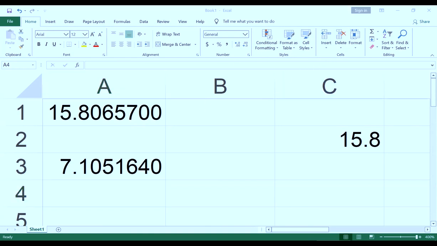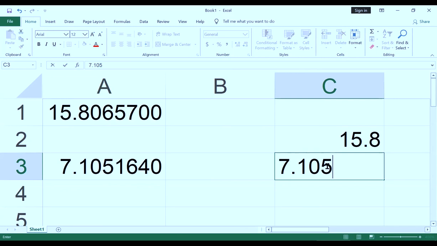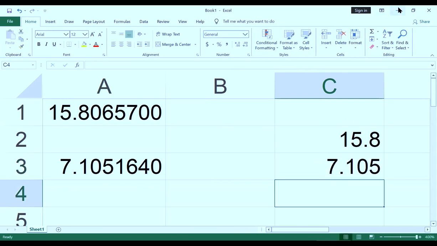Keep the 7. Keep the 1. 0 counts as significant. Keep that. This is number 4. This is what I use to round off. It's 4 or less. So the correct answer here would be 7.105. And that's how you use multiplication or division. Your answer should have the same number of significant figures as the number that has the fewest significant figures. And in addition, let's do a real quick one.